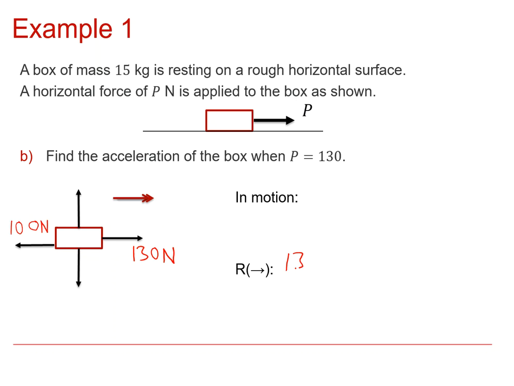Okay, so we have 130 minus 100. And this is no longer equal to 0 because this thing is accelerating. So when it's accelerating, that overall total force, of course, will be MA. And we know that the mass is 15, so that's equal to 15A. So we have 30 equals 15A, which means that A is 30 divided by 15, so A is 2 meters per second squared.